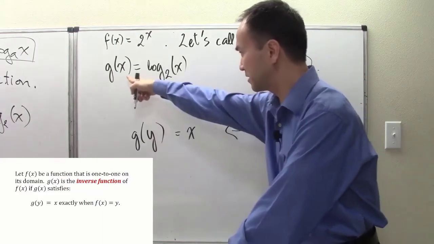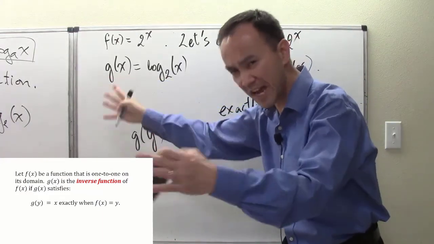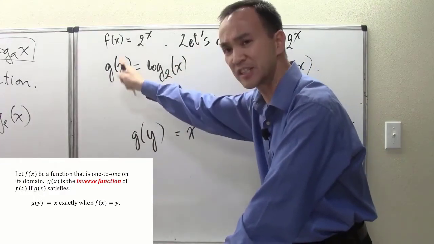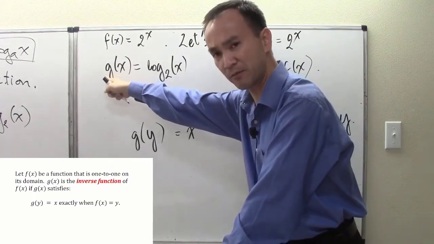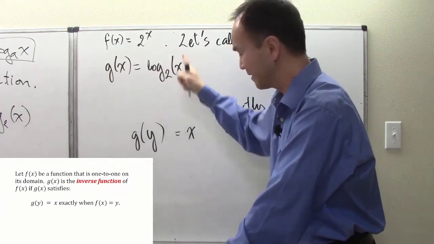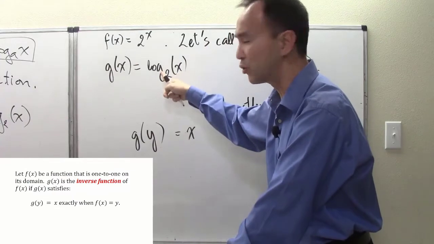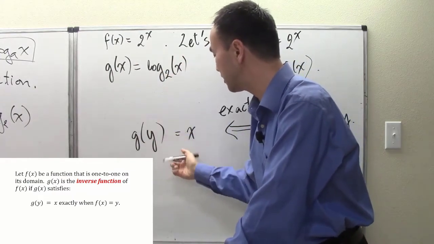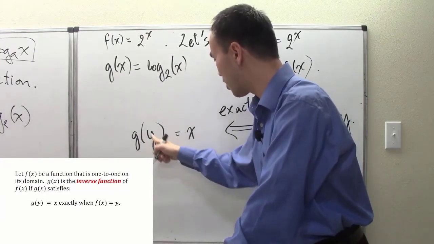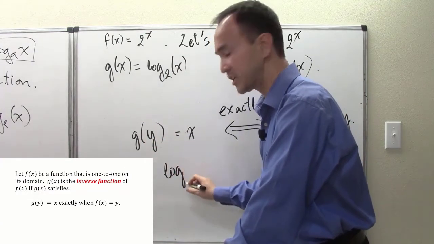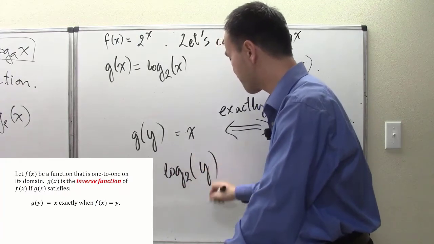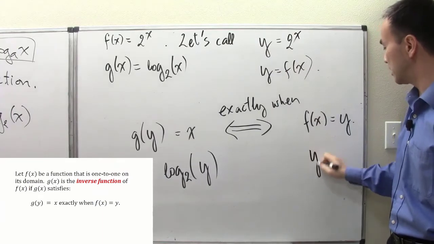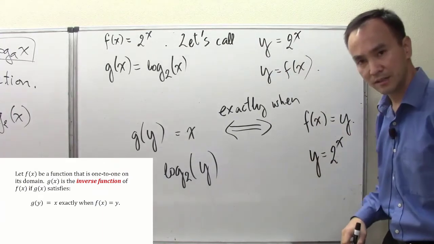Think about the function g. In g of y, the y is just the variable's name for the input. It's not important; what matters is the name of the function, which regards the rule. So g of y means we apply this rule: take log base 2 of y. So g of y says we're going to take log base 2 of y. On the other hand, y equals 2 to the x. All right?